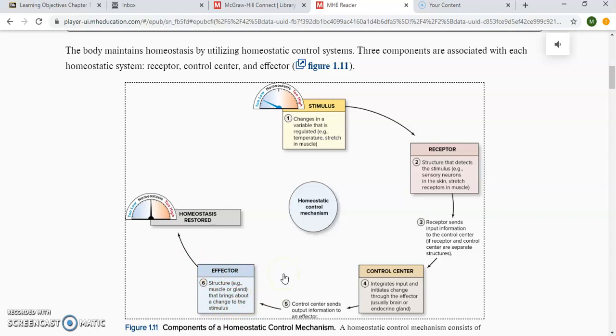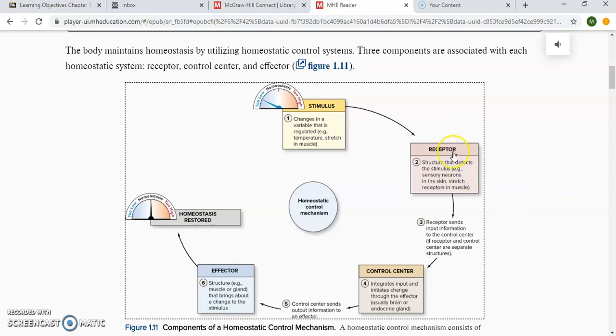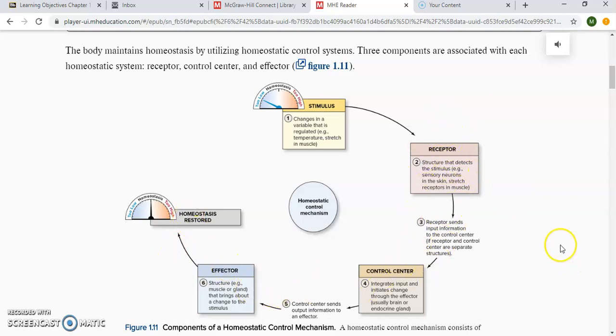Okay, so I'm going to stop this video here, and then we'll continue on and start giving you examples of how this actually works in the body. This is a general diagram, just going over the three parts and what they do, but we're going to apply that to actual parameters in the body and have you practice also with some case studies to help you better understand this process. So I'll see you in the next video.